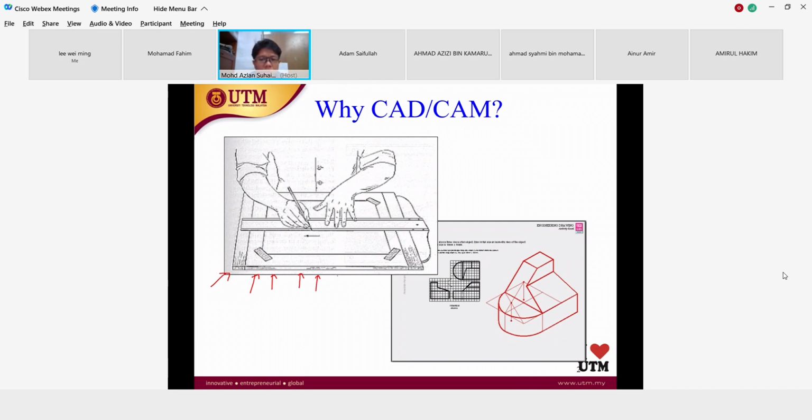Everything is available today. Some of them are open source, free. You can use it online. Draw it online, whatever you want. So this is CAD, computer aided design.